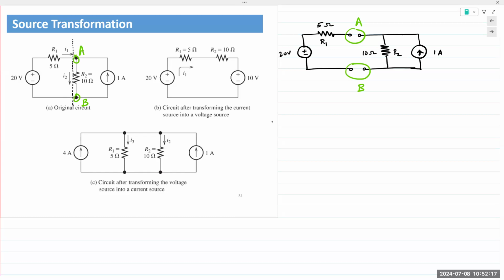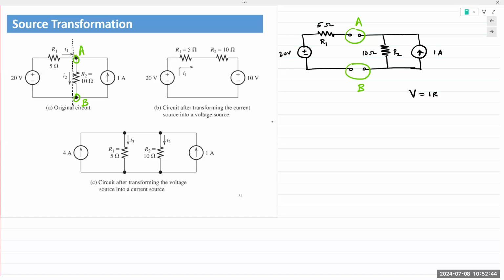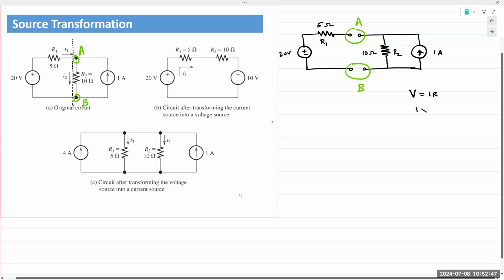No questions? Now, of course, the quantity that relates the two, meaning you transform a voltage source to a current source or a current source to a voltage source, you use Ohm's law, V equals IR. So if we take a look at circuit number B, what do we see? The 1 amp current source is transformed into a voltage source. And we use V equals IR. So it's 1 amp times 10 ohms, which gives us 10 volts.